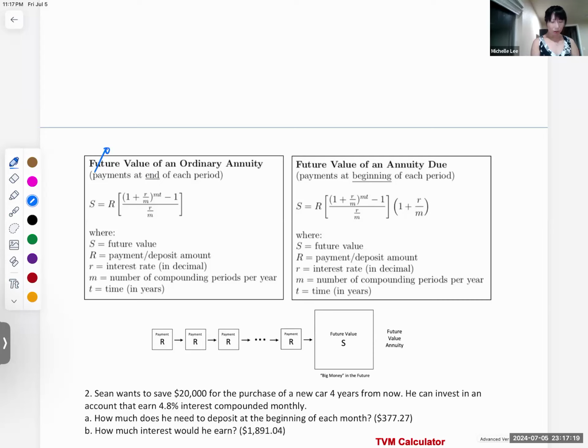So for example, monthly, then we can say that there is a payment at the end of January, and the monthly payment at the end of February, and so on.